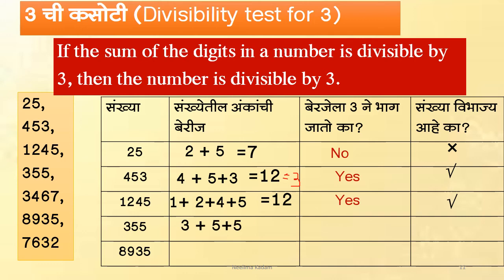355. 3 plus 5 plus 5, that is equal to 13. Now 13, that is 1 plus 3, that is 4, and 4 is not divisible by 3. Therefore 355 is not divisible by 3. 8935. Sum of the digits, 8 plus 9 plus 3 plus 5. How much is it? 25. Now 2 plus 5 again, it becomes 7. Now this is also not divisible by 3 and therefore 8935 is not divisible by 3. Okay?